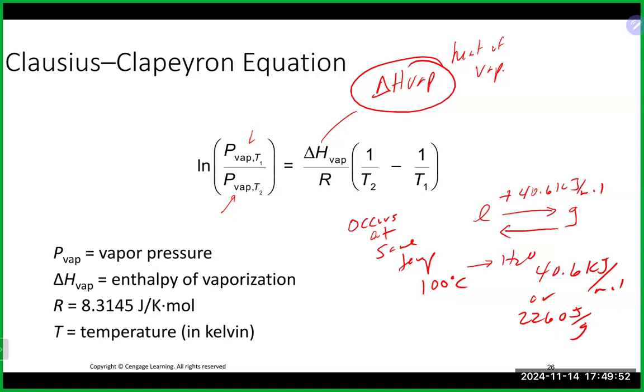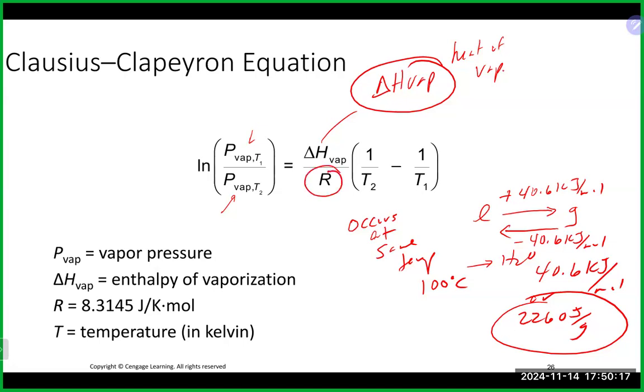If you're doing condensation, which is removing the energy from those gas molecules to slow them down so they stick together to come back to the liquid, it would be negative because it's exothermic, negative 40.6 kilojoules per mole. Same thing with the 2260 number, it would be positive going from liquid to gas and negative going from gas back to liquid. And so that is the delta H of vaporization.